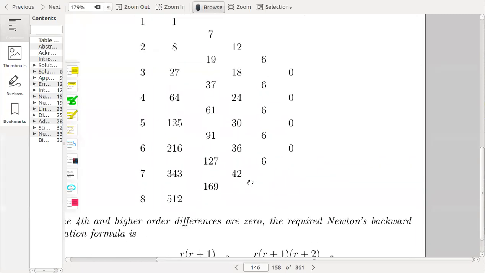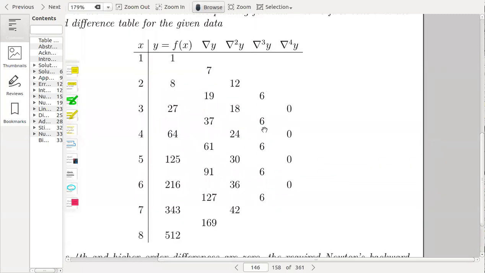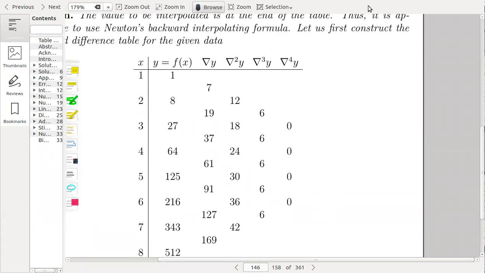So for the third backward divided difference, you need to subtract: 42 minus 36, 6. 36 minus 30, 6. 30 minus 24, 6. 24 minus 18, 6. 18 minus 12, 6. And then for the fourth backward divided difference, we have 6 minus 6 equals 0, and so on, all equal to 0. So we don't need to construct the next differences.